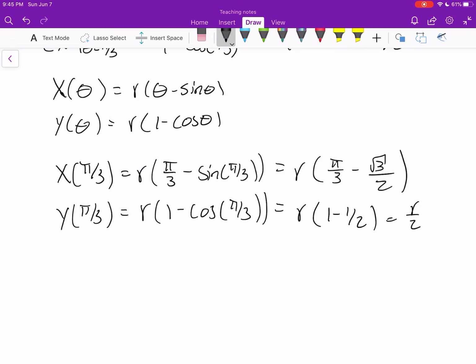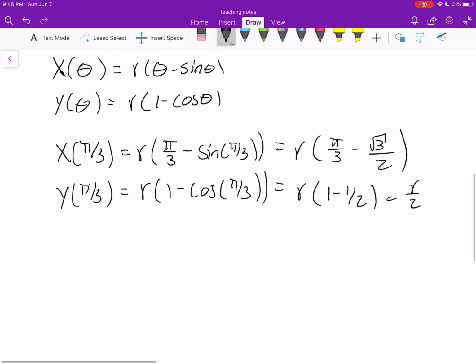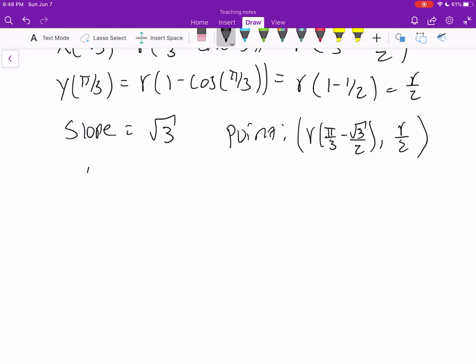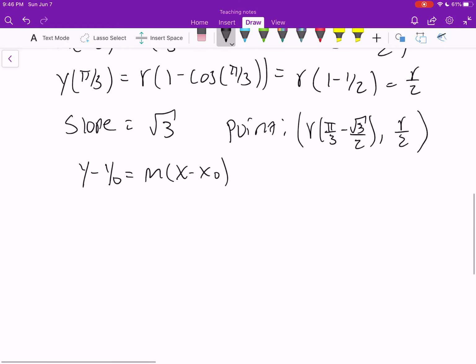So now I have a point and I have the slope. The slope is the square root of 3, and the point is r times pi over 3 minus radical 3 over 2, comma r over 2. So I have a point, I have a slope, I can use the point slope form. I'm just going to use y minus y0 is equal to m times x minus x0. So y0 here is r over 2, slope is square root of 3, x minus, and then I have this ugly mess, r times pi over 3 minus the square root of 3 over 2.